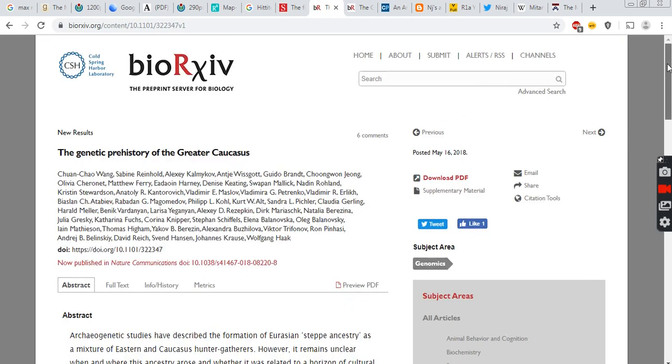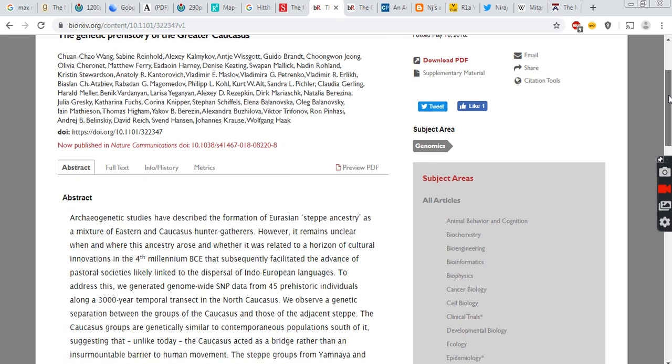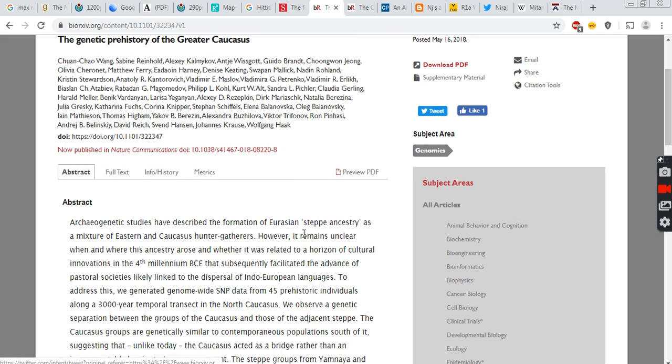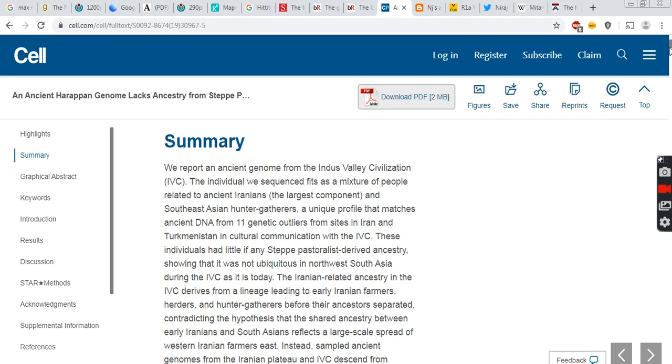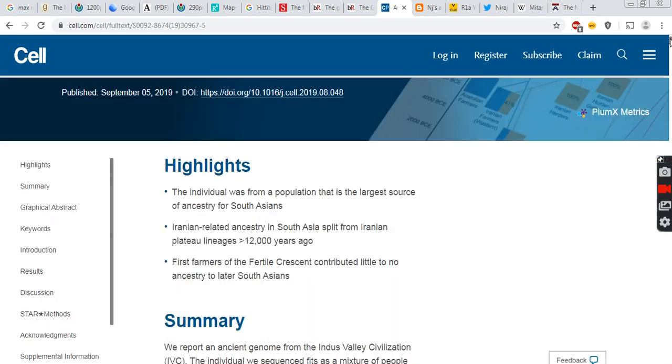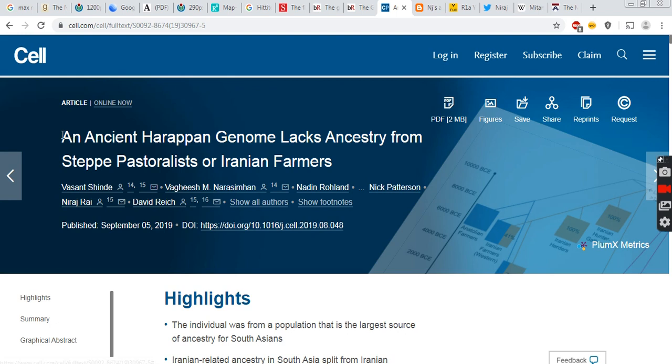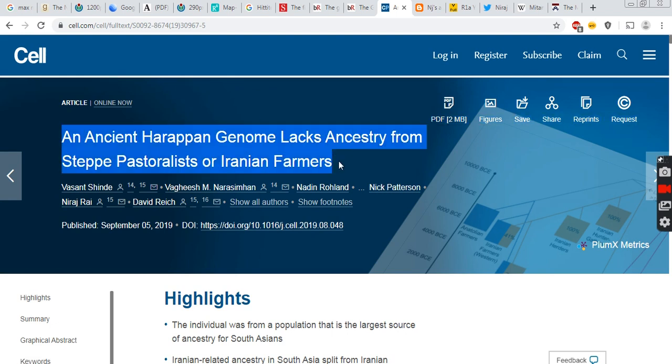So there were two papers that came out on the 5th of September, I think. One of them had this heading: "Ancient Harappan genome lacks ancestry from steppe pastoralists or Iranian farmers." This was the Shinde et al. paper, with Shinde and Neeraj Rai and many others.